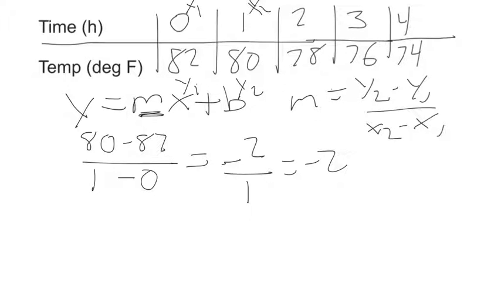We still need a b, right? Well, remember, the y-intercept is when x is 0. So what's the y value? 82. So the equation here would be y equals negative 2 for the slope, x, plus the y-intercept of 82, which happened to be in the table.